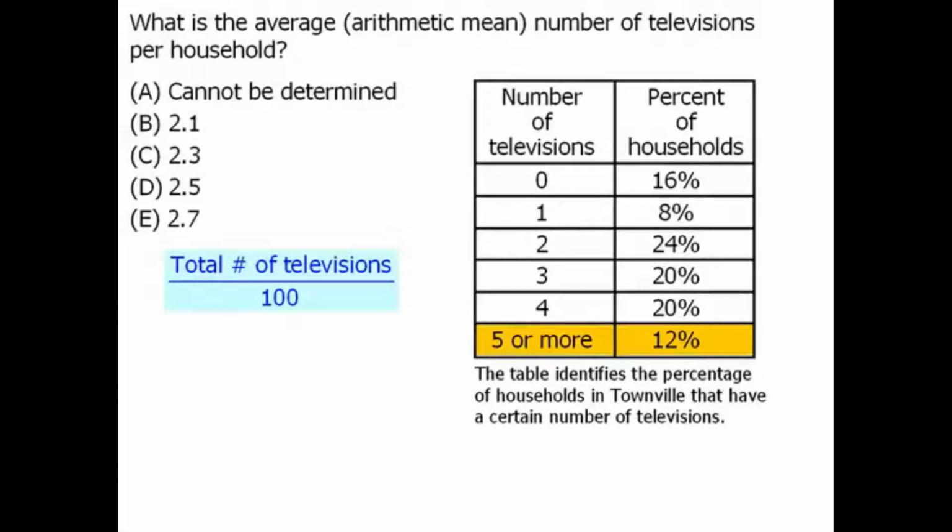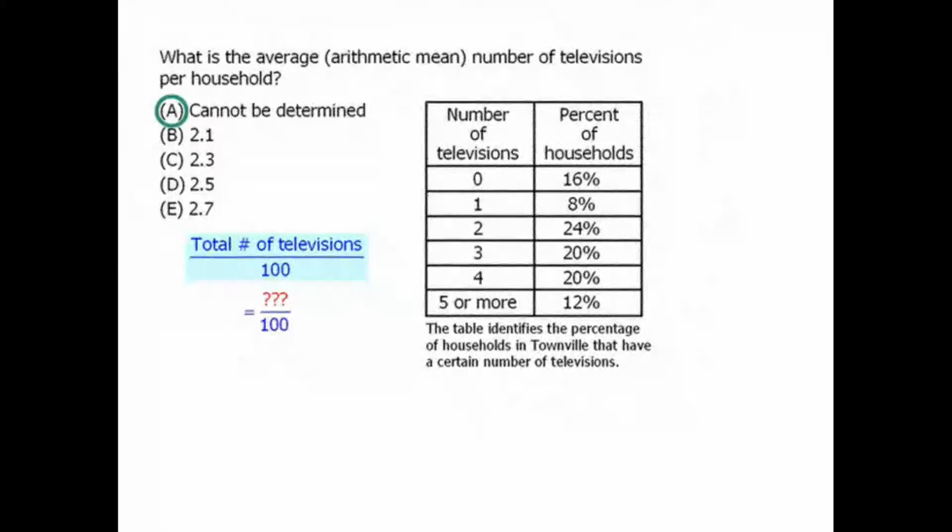This tells us that 12 of the households have 5 or more televisions in them. So each of these households could have exactly 5 televisions, or they could have more. They could have 6, 7, 100, or even 1 trillion televisions. As such, we cannot determine the total number of televisions in all of Townville, which means we cannot determine the average number of televisions per household. As such, the answer must be A.